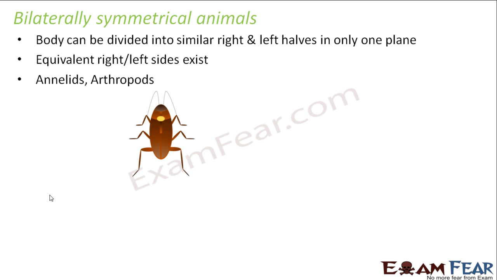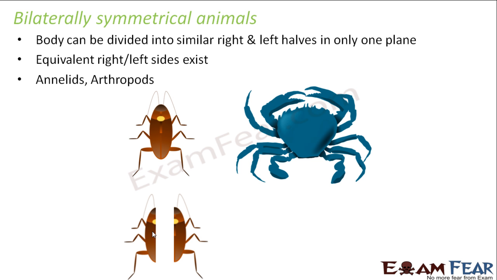Examples would be annelids and arthropods. Here if you see this cockroach, if you divide it along this plane, you have one right half and one left half. How do we say that this is right and this is left? Because see here, these appendages are on the right side, but here the appendages are on the left side. So they are laterally symmetrical. You understand the difference, right? Do you understand the difference between this one and the previous one? In radially symmetrical animals, both halves are exactly identical. But here, both are not exactly identical. Both are mirror images of each other.